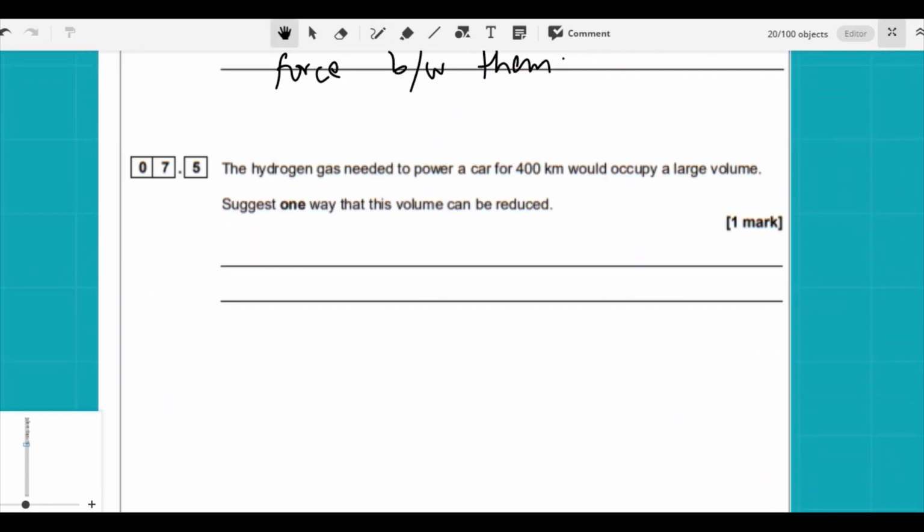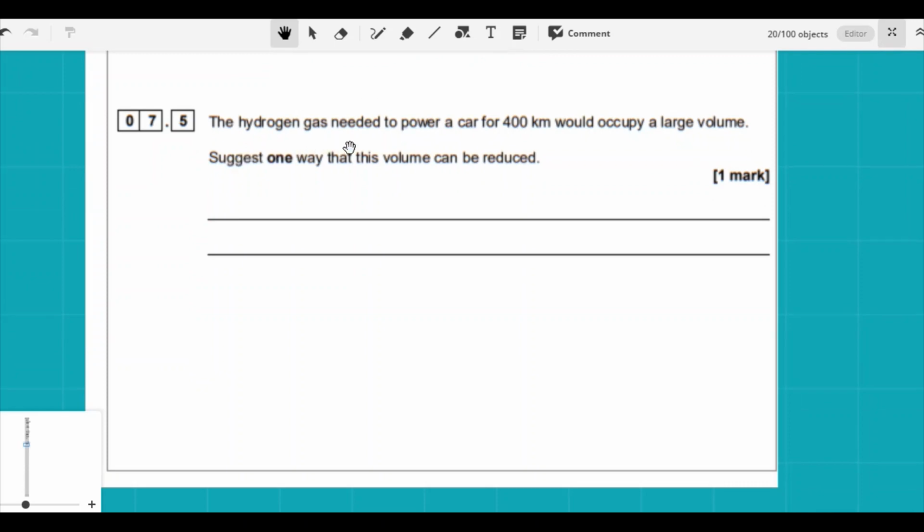Okay, now next question. The hydrogen gas needed to power a car for 400 km would occupy a large volume. Suggest one way that this volume can be reduced. For the reduction of the volume, pressure should be high. When under high pressure, what will happen? The volume condenses, because it allows the increase in concentration and allows it to condense.